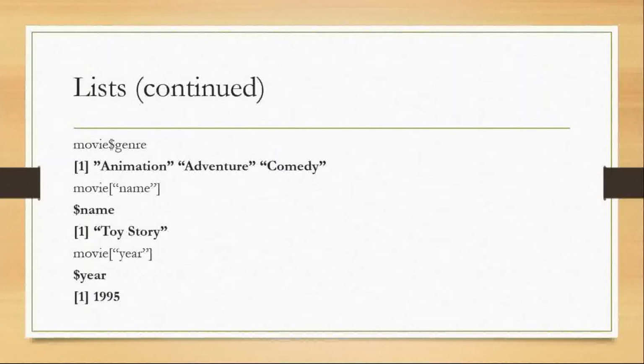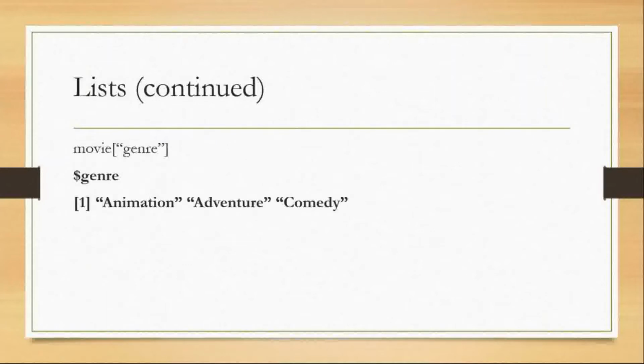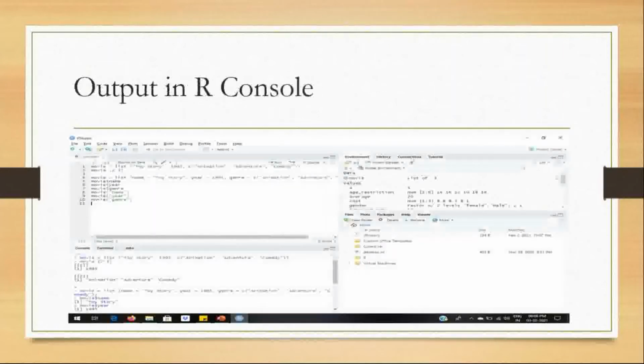We can also call for specific values using the double quotes and square brackets concept. So instead of giving dollar name, you can give name inside double quotes inside square brackets. So it will give the same output as seen earlier. The same concept is applicable for year and gender too.